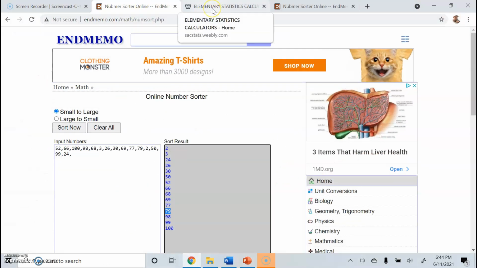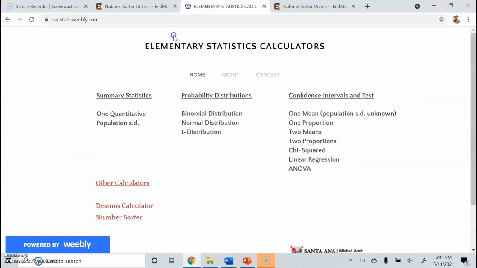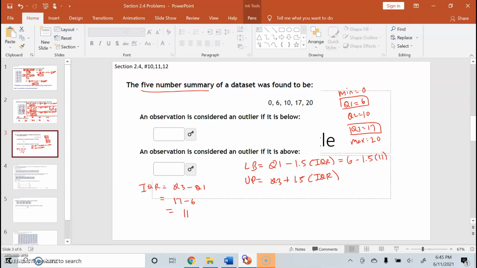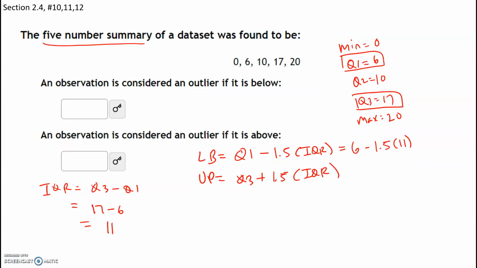So I'm going to go to desmos.com, or in our calculators page, there's a Desmos link. I'm going to go there, and I'm going to put in my lower bound is going to be Q1, which is 6, minus 1.5 times IQR, which is 11. So my lower bound is going to be negative 10.5, which means that any value below negative 10.5 is going to be an outlier. That's going to be your lower bound.